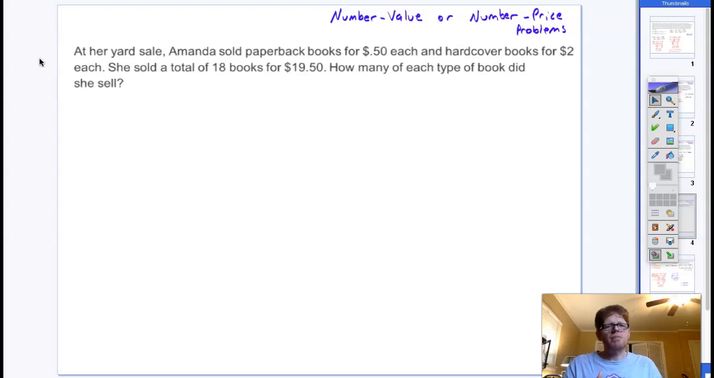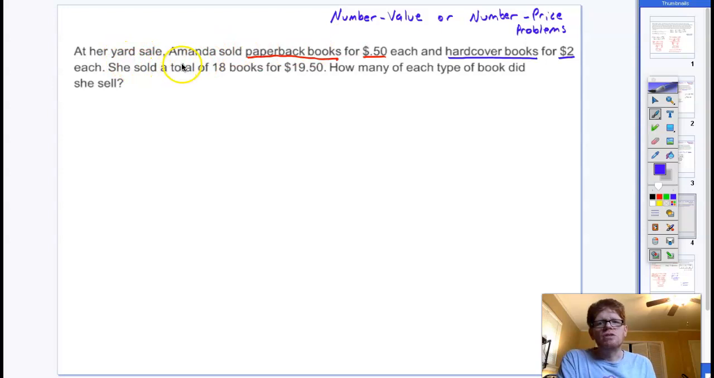So that's one of our examples this time. At her yard sale, Amanda sold paperback books for 50 cents each and hardcover books for $2 each. She sold a total of 18 books for $19.50. How many of each type of book did she sell? So here we can see that she's selling paperback books for 50 cents and hardcover books for $2. There are our two different kinds of things and we're given a price for them.